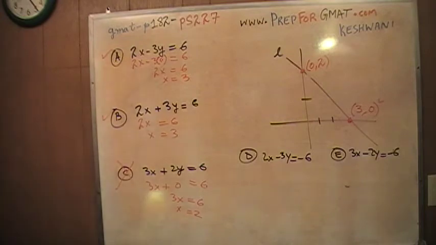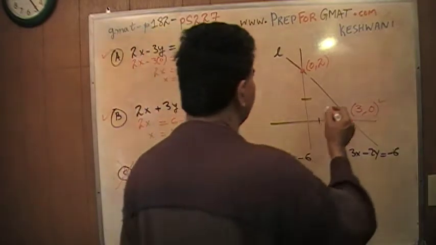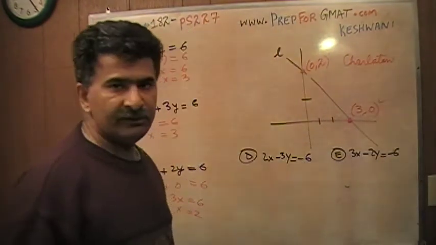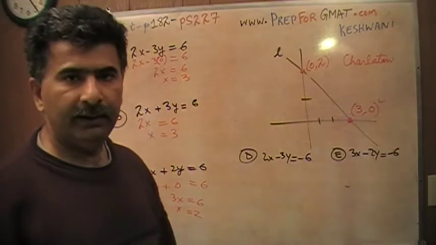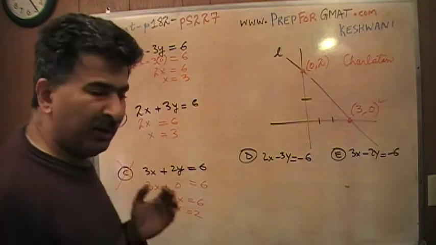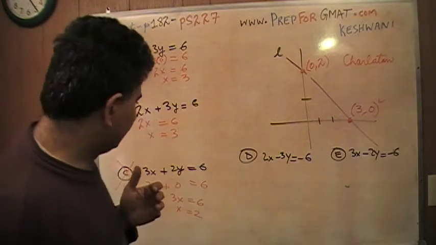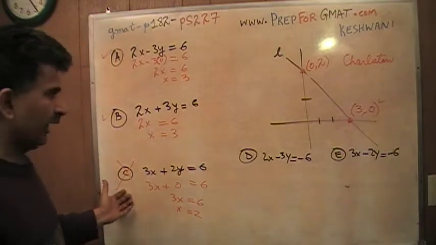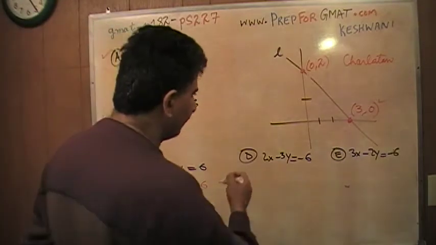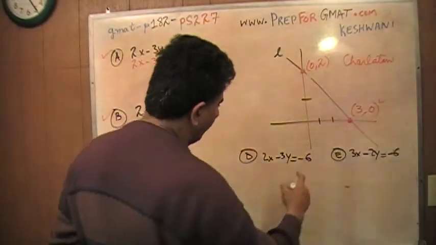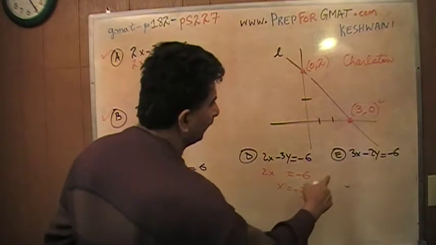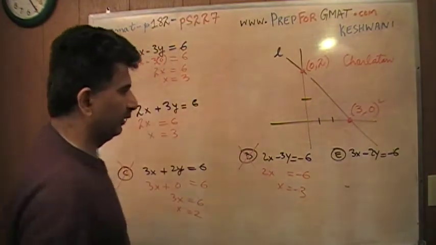He was a charlatan. If you don't know what charlatan means, look it up and learn it. C-H-A-R-L-A-T-A-N, charlatan, which just means a quack, an imposter, not a real McCoy. He was a fraud. We got rid of it. Let's try this one. Again, I'm going to substitute 0 for y. So I end up with 2x equals -6 and x equals -3. x does not equal -3, x equals +3. This guy is also a charlatan.